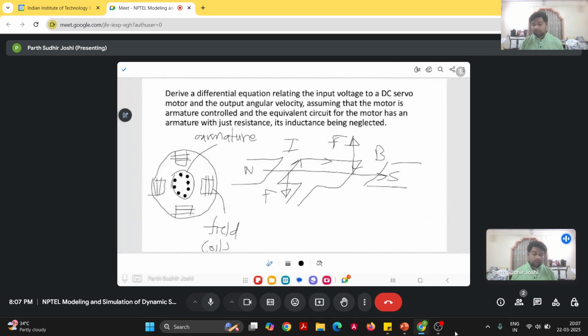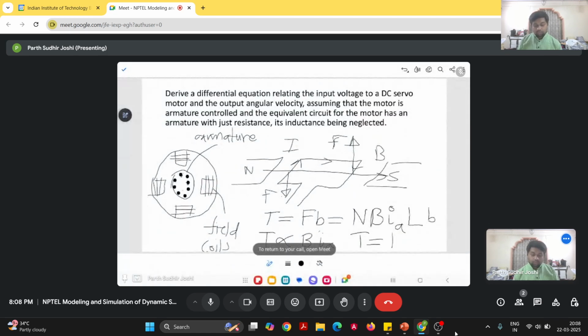Now the force which is generated because of the interaction between the armature coil and the magnetic field, the torque is basically the force into the width, and this force is the number of coils into the magnetic field into the armature current into the length of the coil. So the torque is proportional to the magnetic field and the armature current. So we can write torque is some constant K1 into magnetic field B into the armature current.